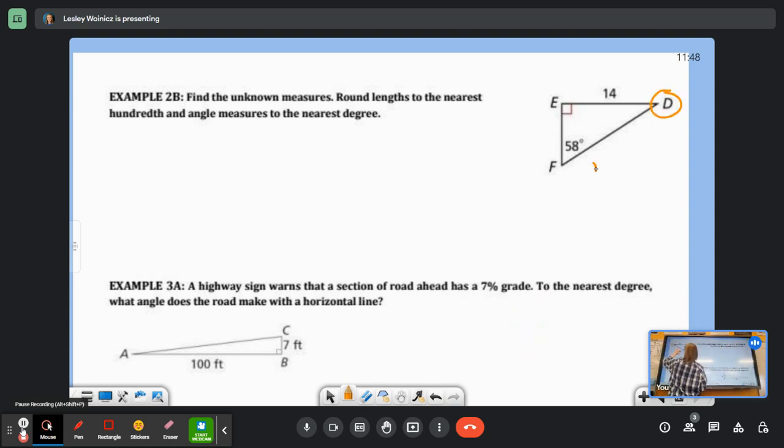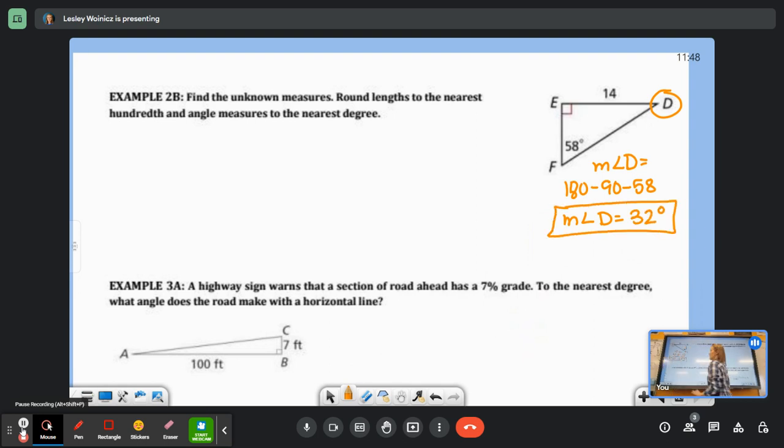Yeah. So the measure of angle D will be 180 minus 90 minus 58, which is 32. Okay, 32 degrees. Thank you. Let me just rewrite that. Measure of angle D equals 32 degrees. Okay, that one was easy. That was one piece of information. Now I have to find my other leg and my hypotenuse.